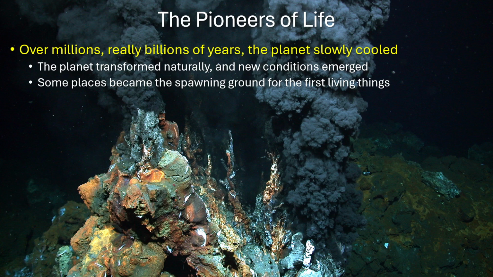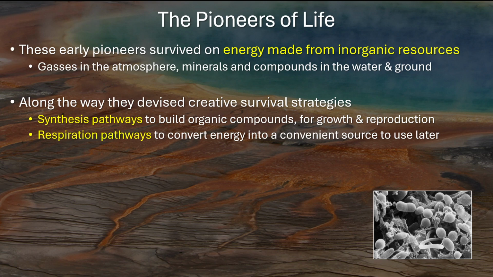It became widespread. Okay? And these early pioneer forms of life did not live the way that we are most familiar with organisms living. They survived mainly on the energy that they got from inorganic resources. Things like gases in the atmosphere that they could make use of, minerals in the ground or dissolved in the water, compounds that were free floating in the water or being ejected from, at the time, still a very violent Earth. And along the way, these forms of life devised some interesting strategies for making use of those unusual resources.